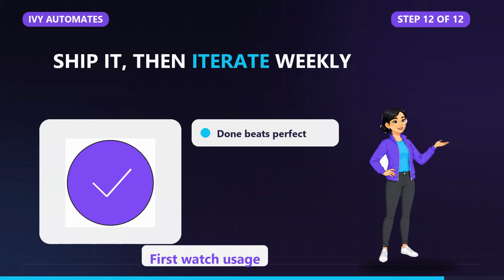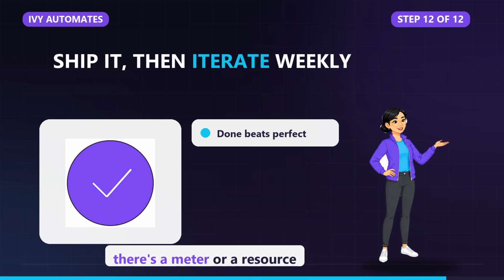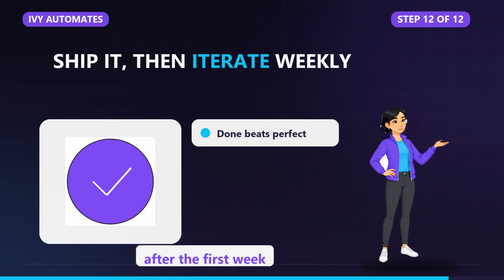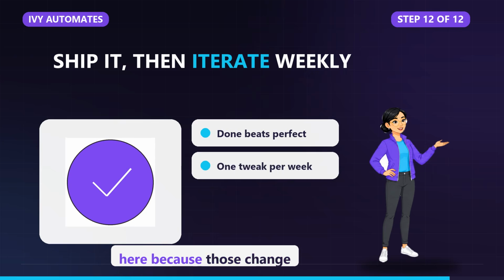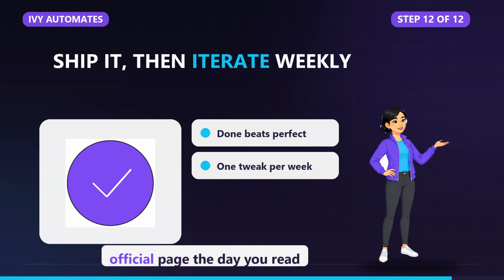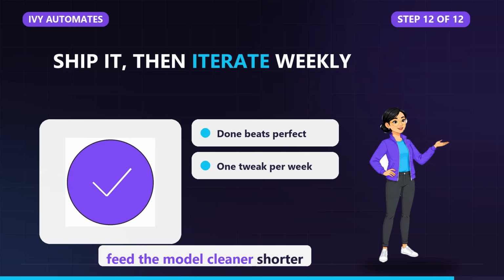First, watch usage. Whatever path you chose, hosted API or self-hosted, there's a meter or a resource cost, and you should glance at it after the first week. I won't quote prices or limits here, because those change constantly, and the only number that counts is the one on the official page the day you read it. If usage looks heavy, feed the model cleaner, shorter text, or brief fewer documents.